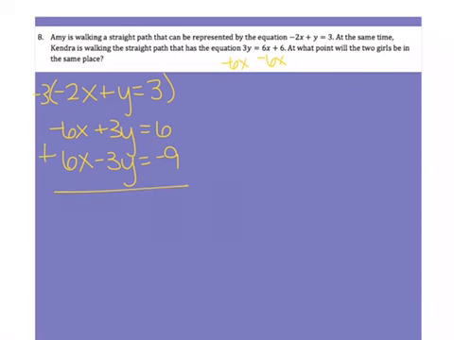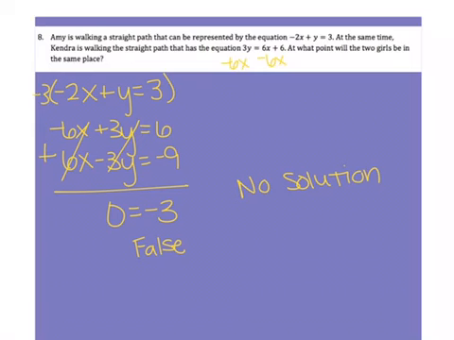So I can add these down. Well, those 6x's cancel out, but guess what? The 3y's cancel out. So I have 0 things left on this side. I then get a 6 plus a negative 9. I get a negative 3. Now remember from our notes, this is a false statement, which tells me there is no solution. In this situation, that means these two girls will never meet. They will never cross each other's paths.